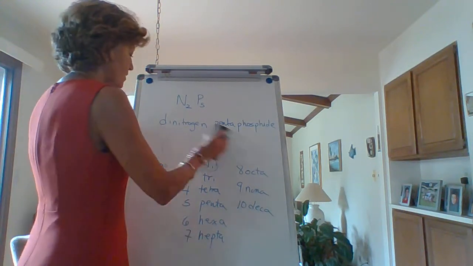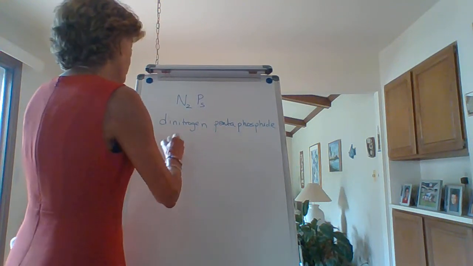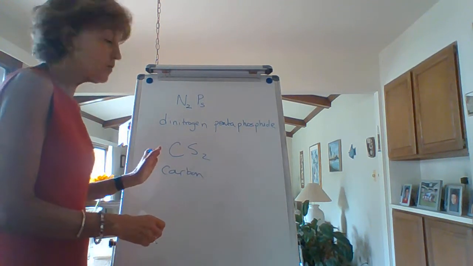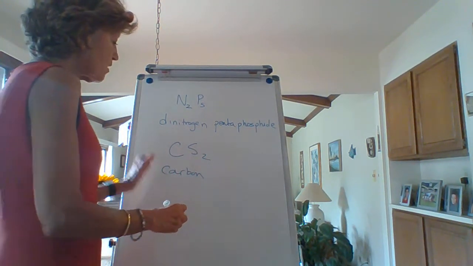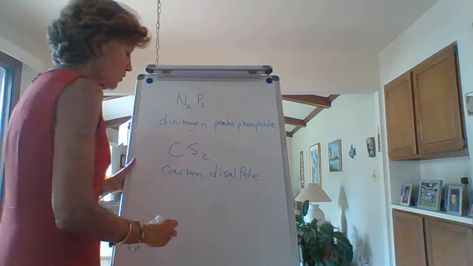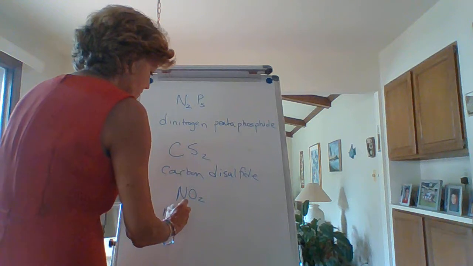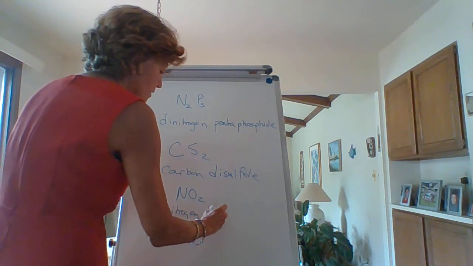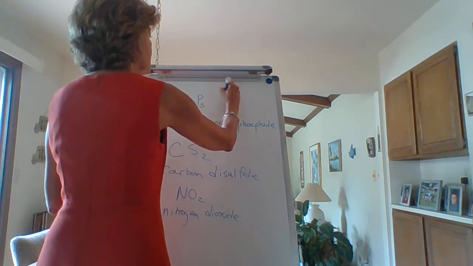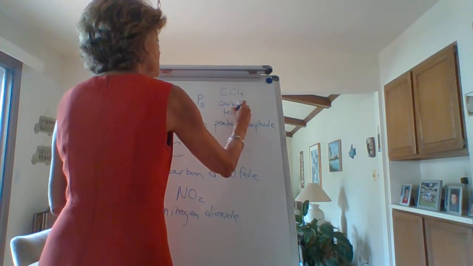All right, let's try another one. I'm going to erase these. This would be carbon. You don't use mono for the first one. You only use mono for the second one. This would be carbon disulfide. Okay. What about this one? Nitrogen dioxide. Okay. What about this one? Carbon tetrachloride.